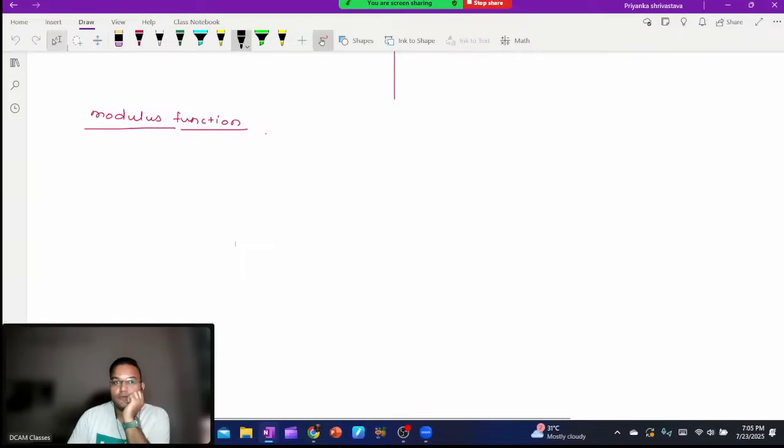So do you know what a modulus function is? You must be knowing because by now you must have learnt about it. What is the main function of the modulus function? Anyone? Modulus x is always greater than or equal to 0. Yes. What is the nature of the modulus function? Whatever is present inside, it will try to make it positive.